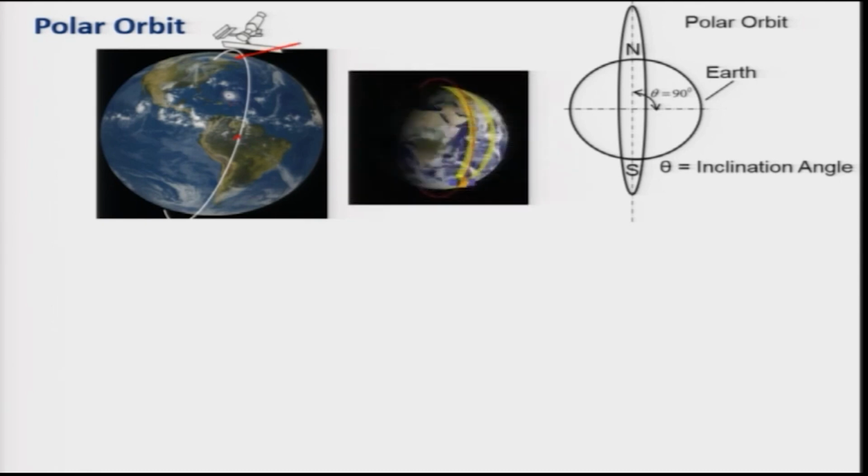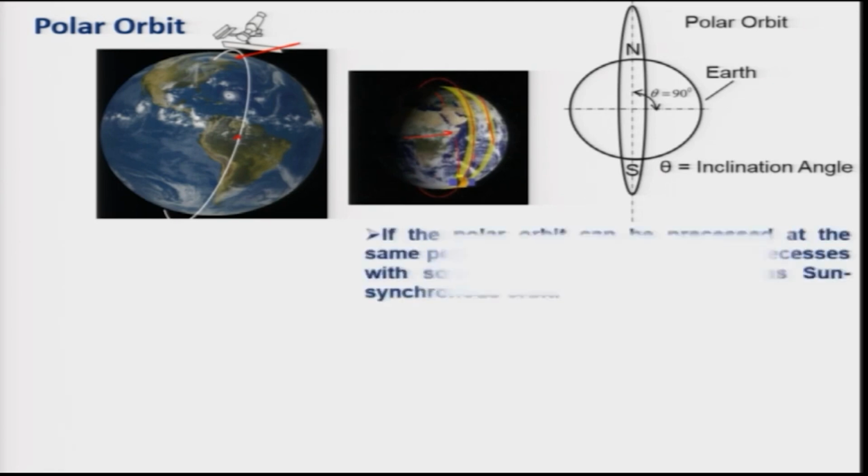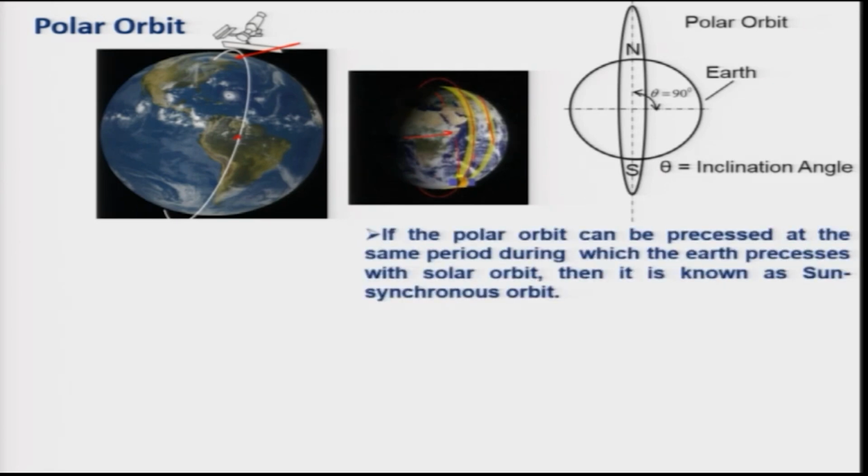When the Earth is rotating in this direction from west to east, the satellite will be scanning all the places from top to bottom as it is moving around. So, it will be scanning the entire range. That is the good part of that. And if this polar orbit precesses at the same period during which the Earth revolves around the sun, then it is known as the sun synchronous orbit.